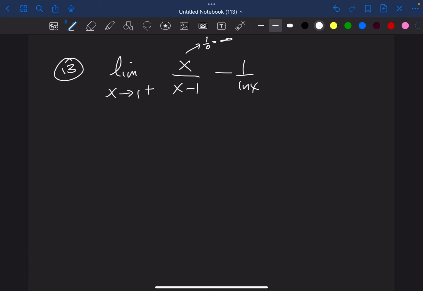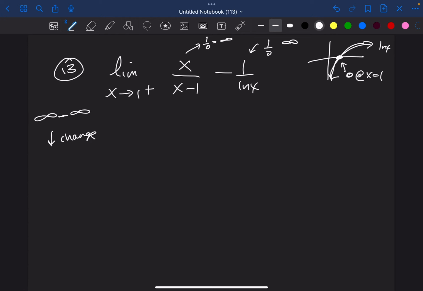As x goes to 1 from the right, we have ln x memorized, and we know that as we come in towards 1 from the right, ln x wants to be 0 at x equals 1, so this is also going to 1 over 0, which is infinity. So this is of the indeterminate form infinity minus infinity. I don't know what that is, so I have to make it look different. We are going to change the form by making it one term.